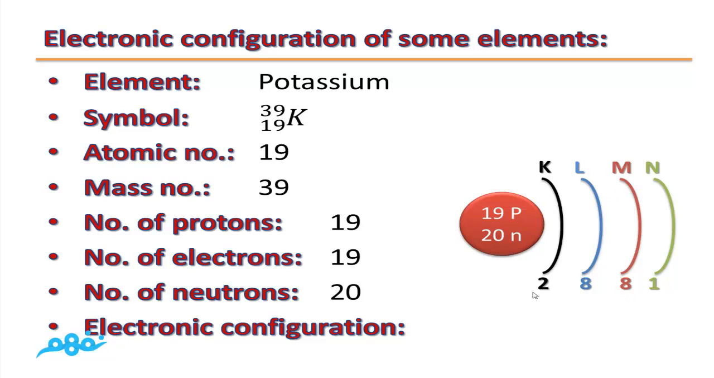So K will take 2, L will take 8 electrons, M will take 8 electrons, so we have 18 electrons. We have one more electron. We will put it in the 4th energy level, which is N. So the electronic configuration of potassium is K2, L8, M8, and N contains only one electron.